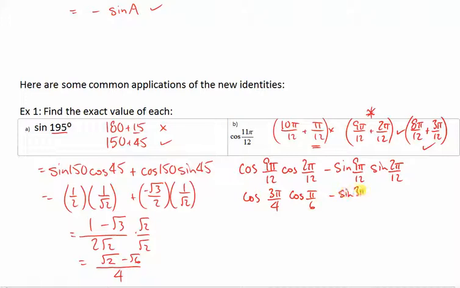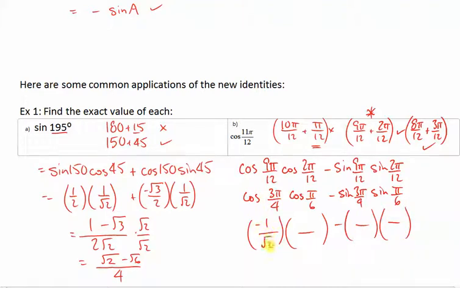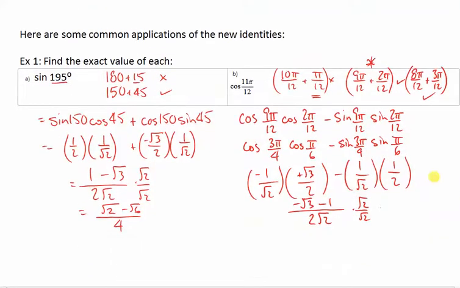So we'll simplify all of these reduced form radian measures. Then we will replace them all with the corresponding ratios that we know. For this, it is negative 1 over root 2, quadrant 2. This is positive root 3 over 2. This is positive 1 over root 2, and this is positive 1 over 2. Again, I've got my 2 root 2 denominator. My numerator is negative root 3 minus 1. I will rationalize, and I'll write the final result, denominator 4, numerator negative root 6 minus root 2.